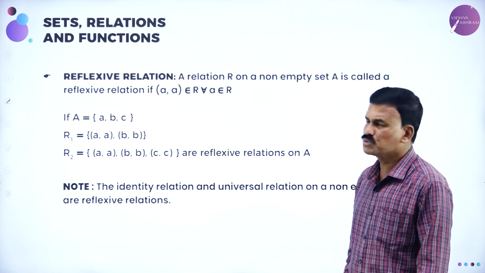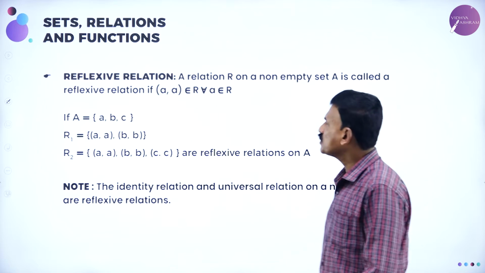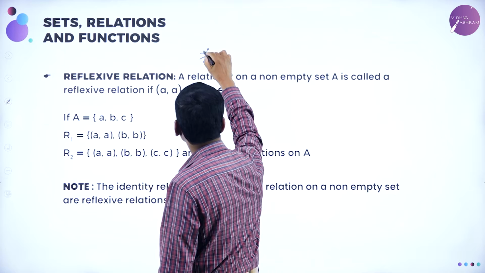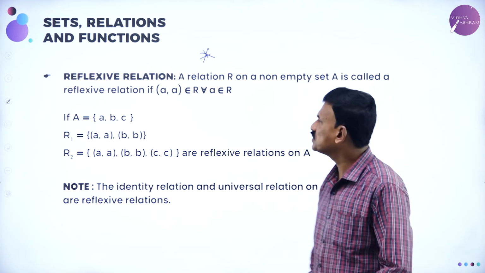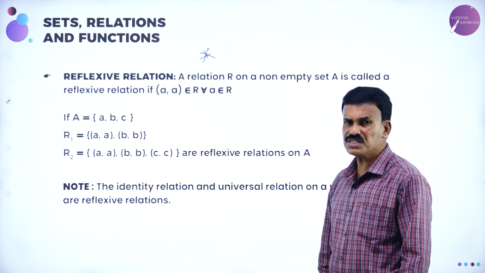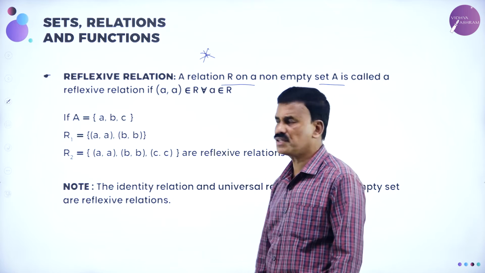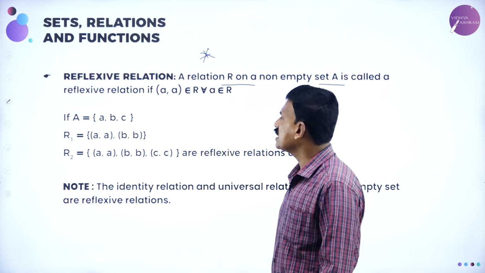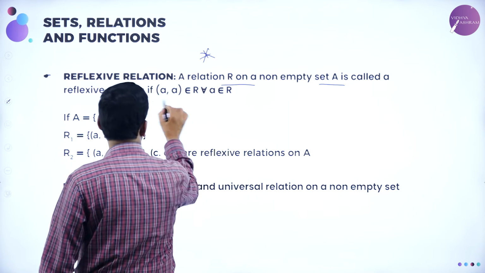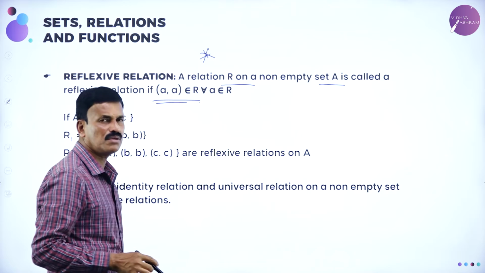Now let us come to the very important types of relations. This is a very important one, the reflexive relation. What does reflexive mean? A relation R on a non-empty set A is called a reflexive relation if (a, a) belongs to R for all a belongs to A.